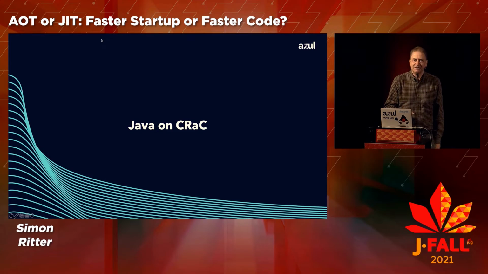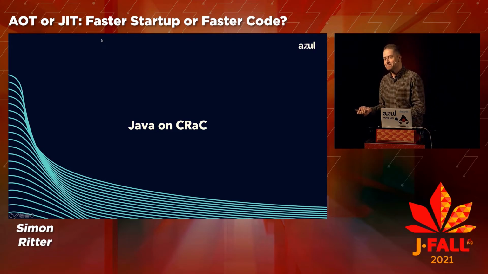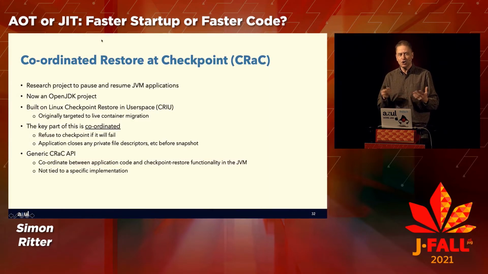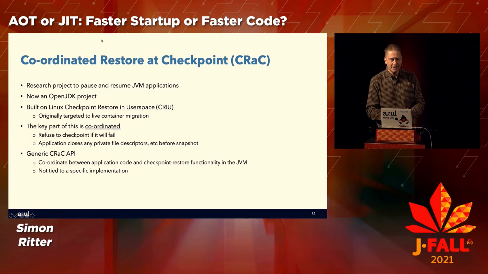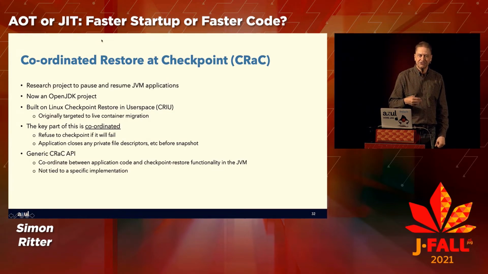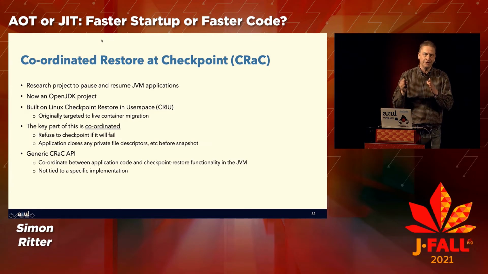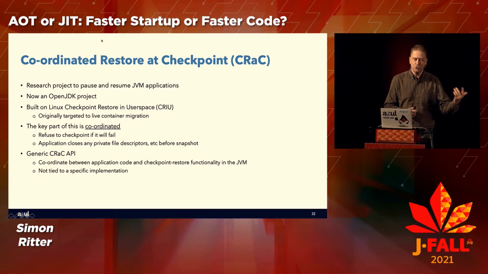The other thing that I want to talk about is Java on CRaC. Now, I've got to say that our marketing team may have to rethink the naming of this, because it might not be the best. But this is an interesting research project that we're doing at the moment. Java on CRaC. CRaC stands for Coordinated Restore at Checkpoint. And as I say, it's a research project where we've started to look at pausing and resuming JVM applications. And we've now got this as an OpenJDK project. So if you go to the OpenJDK, you'll find CRaC as a project there.